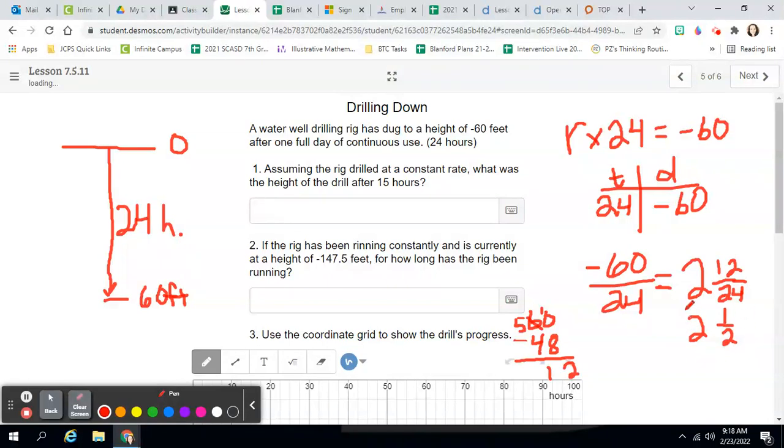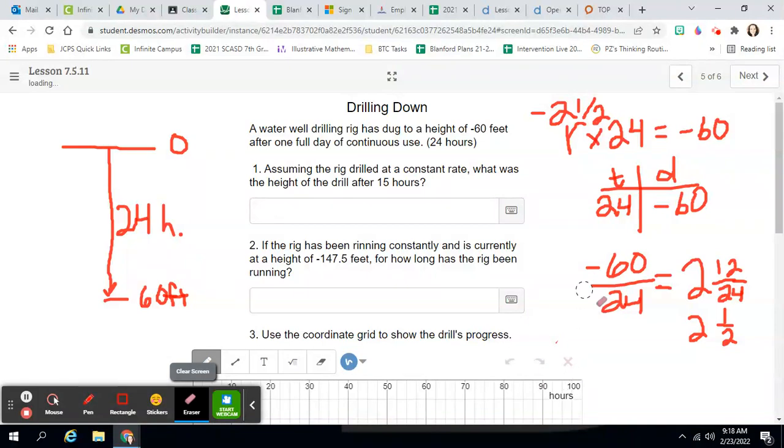And then the only other thing I'm thinking of is, do I multiply by a positive or a negative to get this number here? I know it's a negative. So my rate is negative 2.5. So it's drilling down 2.5 feet every hour. If that's true, now we just have to figure out, well, what is that times 15 hours? So again, we're not using calculators here, so we have to solve this on our own.